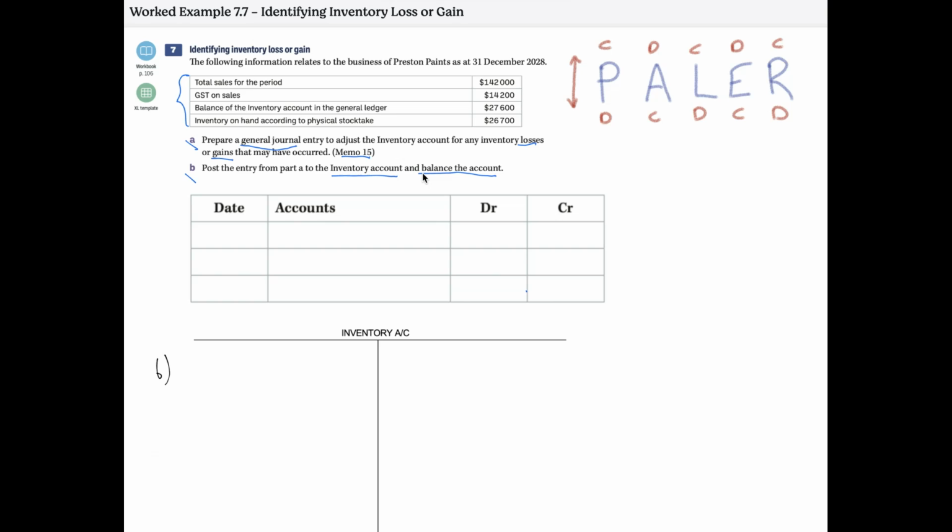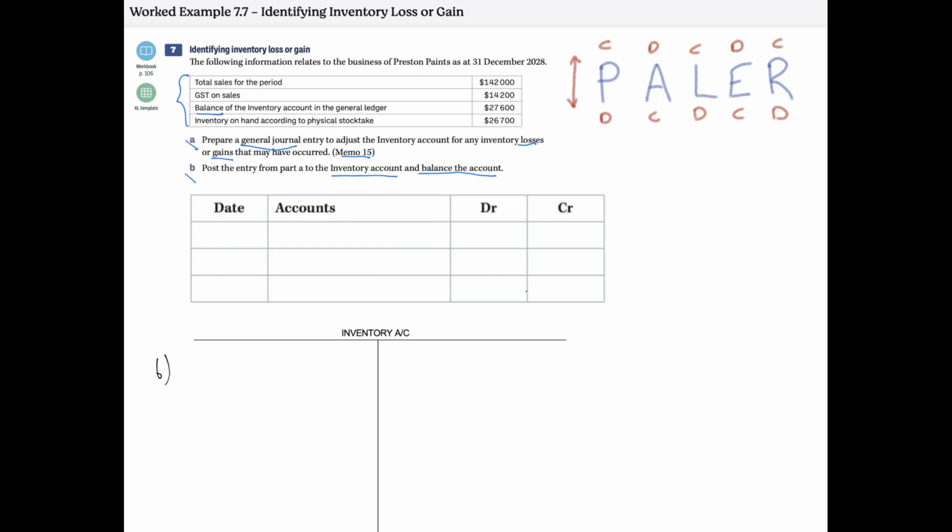We're going to use our knowledge of debits and credits at some stage. But firstly, we're going to have to calculate using logic whether, when we've done our physical stock take, we have discovered we have more or less inventory on hand. Now here we have two important bits of information. That's all we need to take into account.